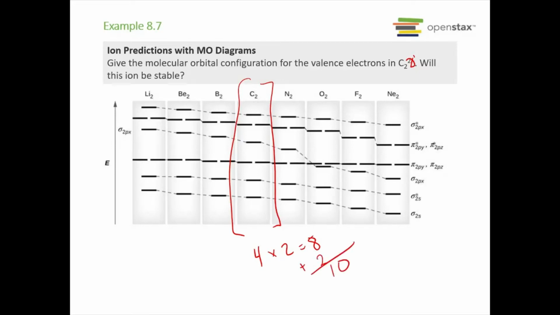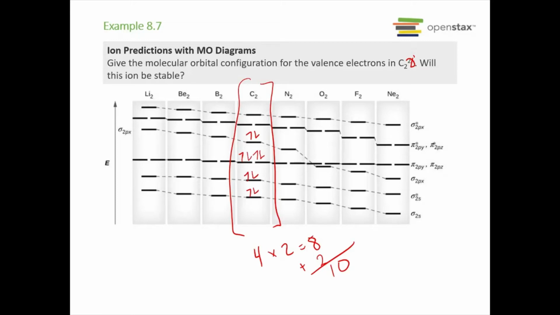So let's fill this in. We're going to start with our sigma 2s. That's 1, 2, 3, 4 with sigma star 2s. We're now going to move up to pi 2py and 2pz: 5, 6, 7, 8. And then our next orbital is the sigma 2px: 9, 10.